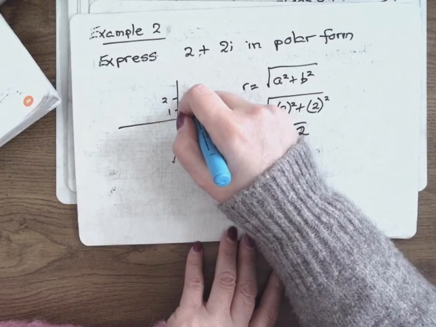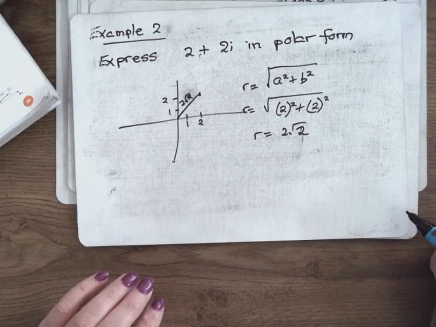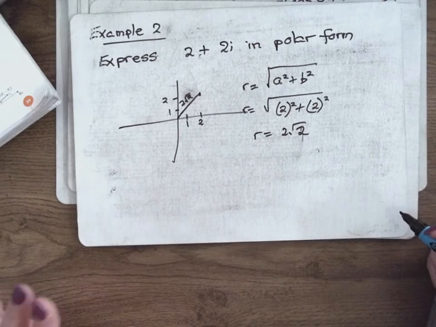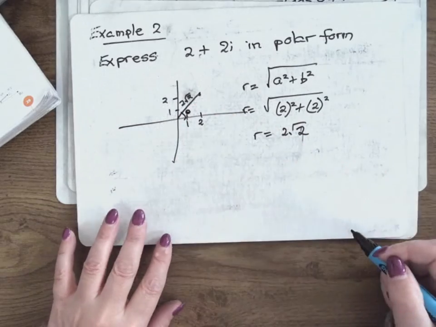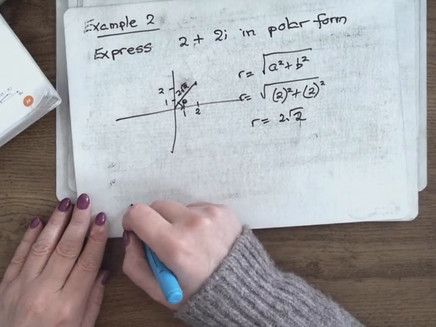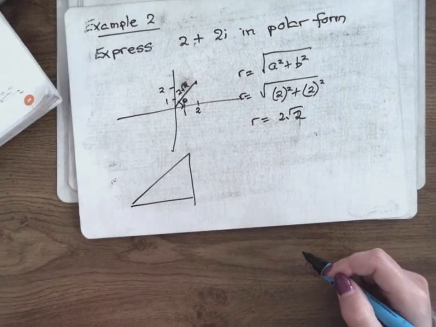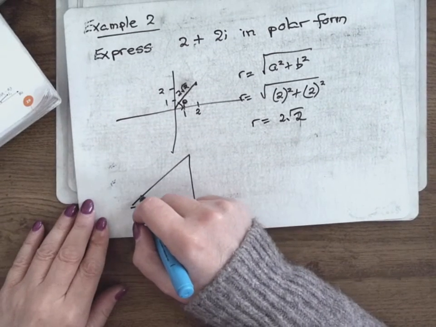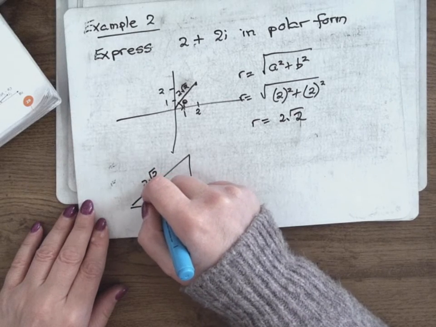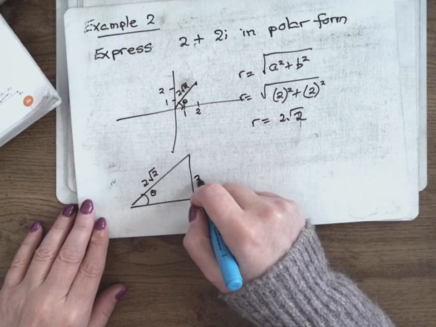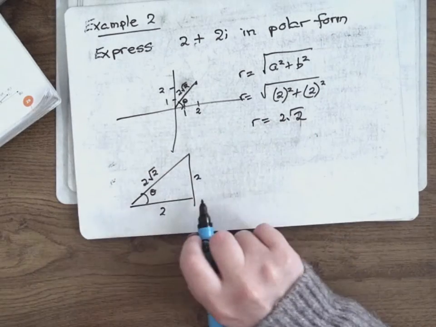The second thing I need for polar form, because I'm trying to write it in polar form, is the size of that angle there. It's in a right angle triangle. I'm just going to draw it out bigger. It's in a right angle triangle, isn't it? So theta is right here. This is 2 root 2. This is 2. This is 2. Because it's across 2 up 2. Okay, there's your right angle triangle.